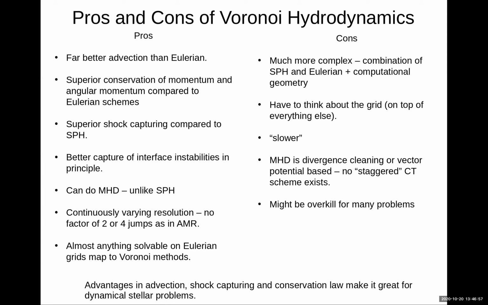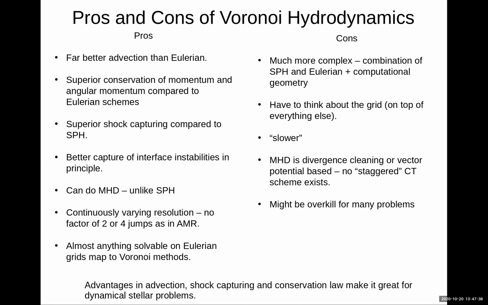This is a debatable point because it's not entirely clear that moving meshes are actually better, but they certainly look better in a lot of comparisons, right? You can do MHD in the moving Voronoi mesh, unlike SPH, though that point would be debated depending on who you talk to. Those people, unfortunately, I believe are wrong. You have continuously varying resolution. So rather than having jumps of factors of 2 and 4 between cell boundaries, the resolution can vary continuously. And almost anything that's solvable on Eulerian grids maps to Voronoi methods, right?